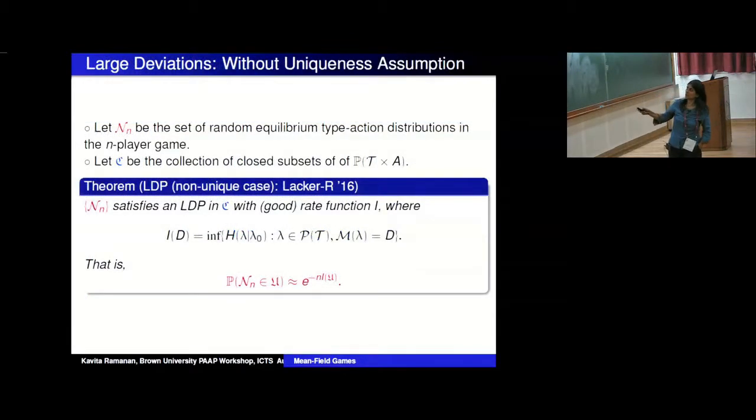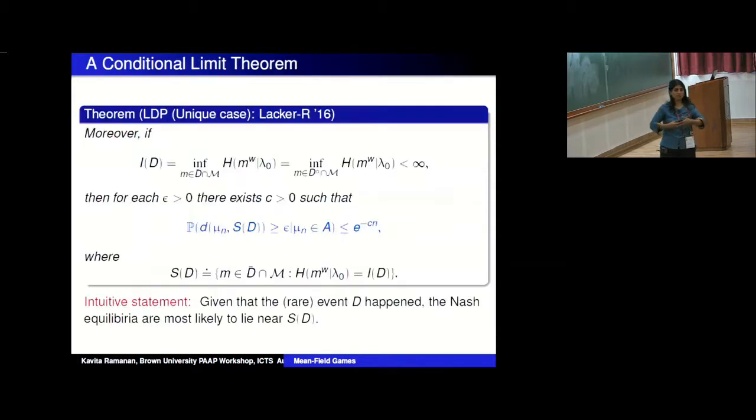Okay, so if you set the random equilibrium type distributions to be N_N, for instance, now I'm saying without the uniqueness assumption. So there's not this mu_n sequence, right? Before, mu_n was in this case a unique sequence, both at the n level and at the limit. But now suppose I have a set of Nash equilibria and I want to see how it deviates from another set.